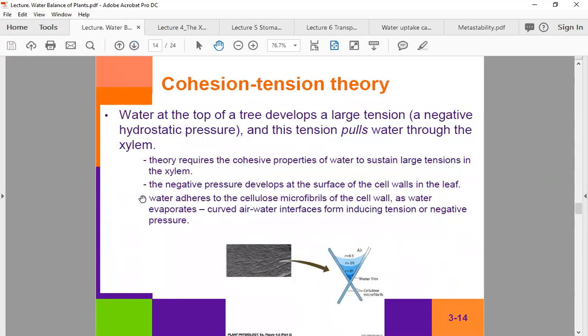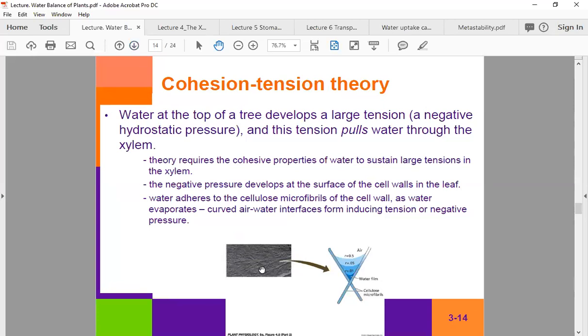Water adheres to the cellulose microfibrils of the cell wall of those cells, the mesophyll cells in the leaf. Then as water evaporates, we end up with, once again, just like we described for water in the soil, curved air-water interfaces. And this is where that negative tension, or negative pressure rather, is initiated, right here in the cell walls of the cells in the leaves.